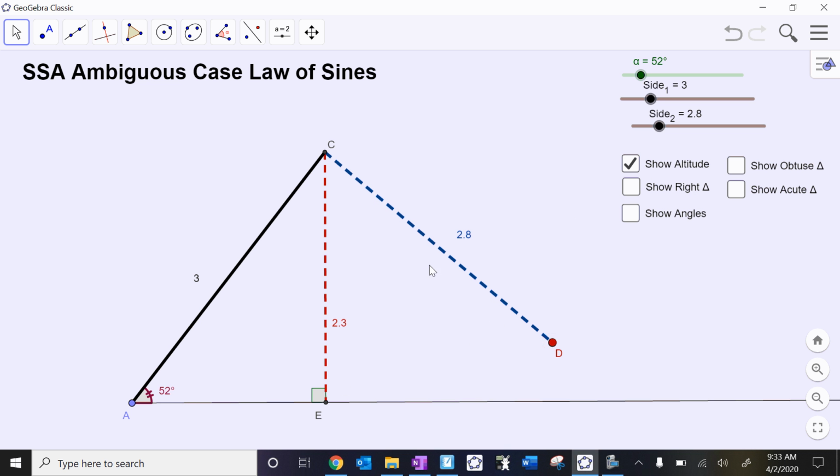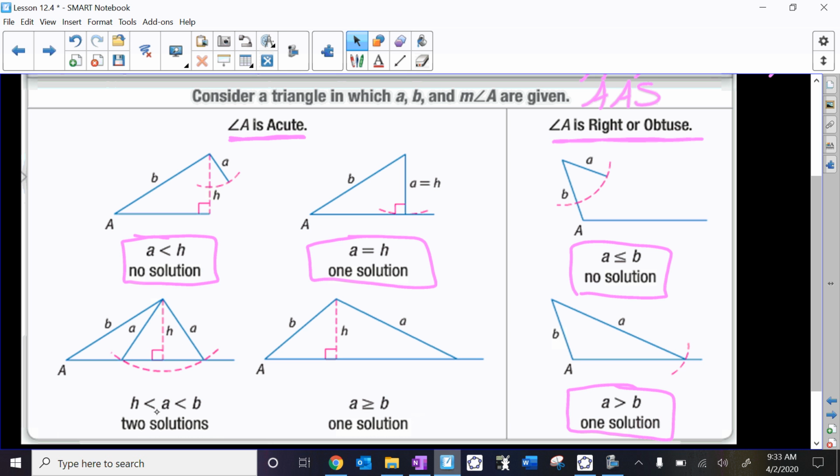That's one more, where H is less than the side length A, but A is also less than the side length of B. Oops, wrong spot. That is this one. You'd end up with two solutions.